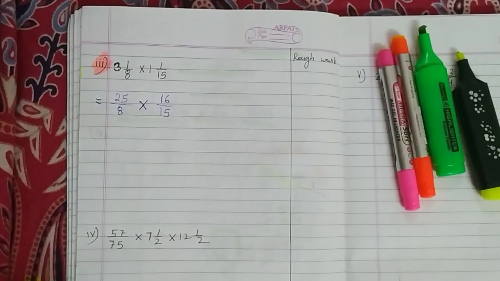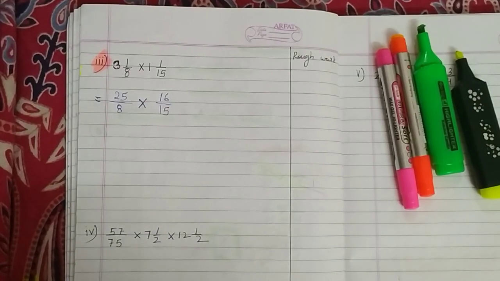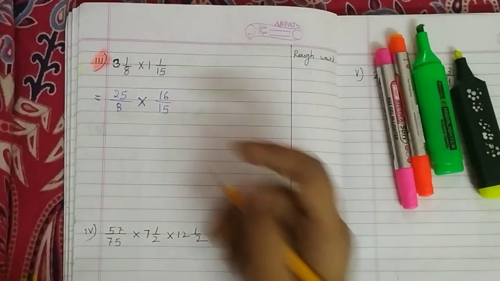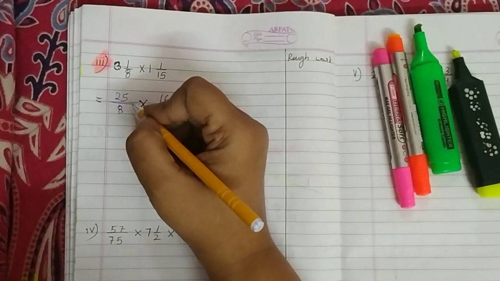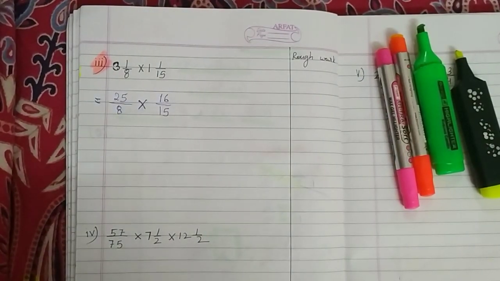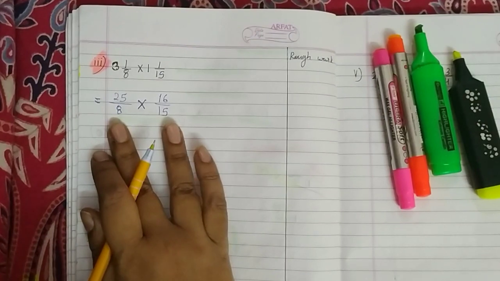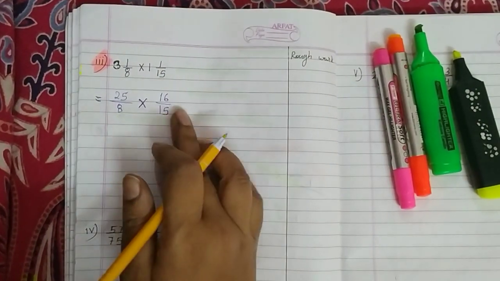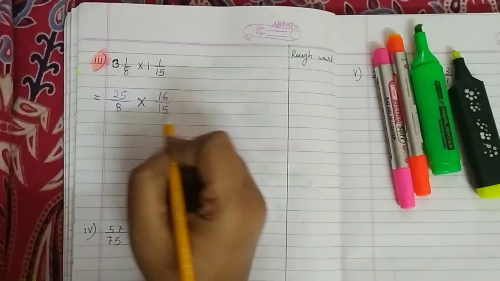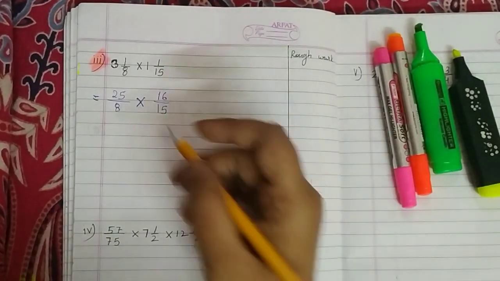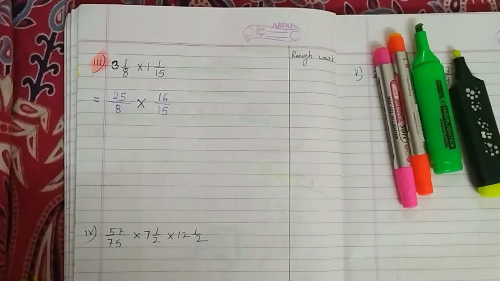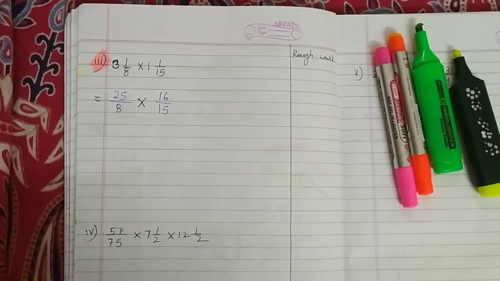Now, what I have told you, first we have to check whether the fraction is in its simplest form or not. So 25 upon 8, no, we cannot simplify more. 16 upon 15, we cannot simplify. So these two fractions are in their simplest form. Now see whether we can bring these numbers into smaller numbers. Can we change these numbers into smaller numbers? How are we going to change? By simplifying it.